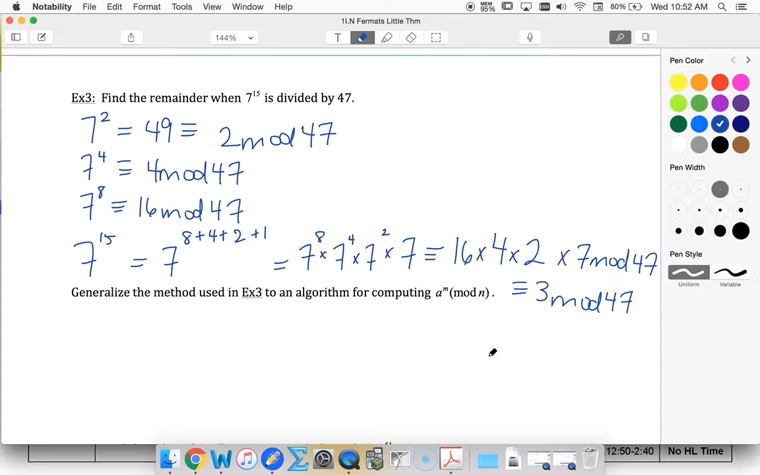So if we think about what we did here, we rewrote our 15 using powers of 2. Well, that's the same as also thinking about 15 in binary notation. Once we had our powers of 2, we also simultaneously computed our equivalent mods using our powers of 2, and we put those together. So the first thing we want to do is, if we have a to the m, we want to rewrite m as a sum of powers of 2.